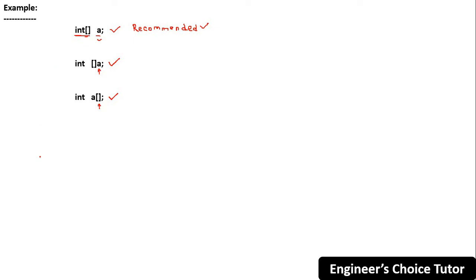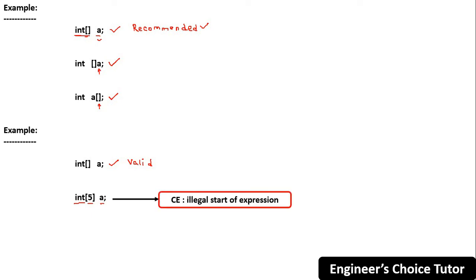Now let's see the next. So in this example, tell me, is this valid? Just now we have seen this. It is perfectly valid. 100%. Now the next example. See what I'm doing? In the square bracket I'm passing this 5, then a. So is this valid or invalid? It is invalid. You will get a compile time error like illegal start of expression.